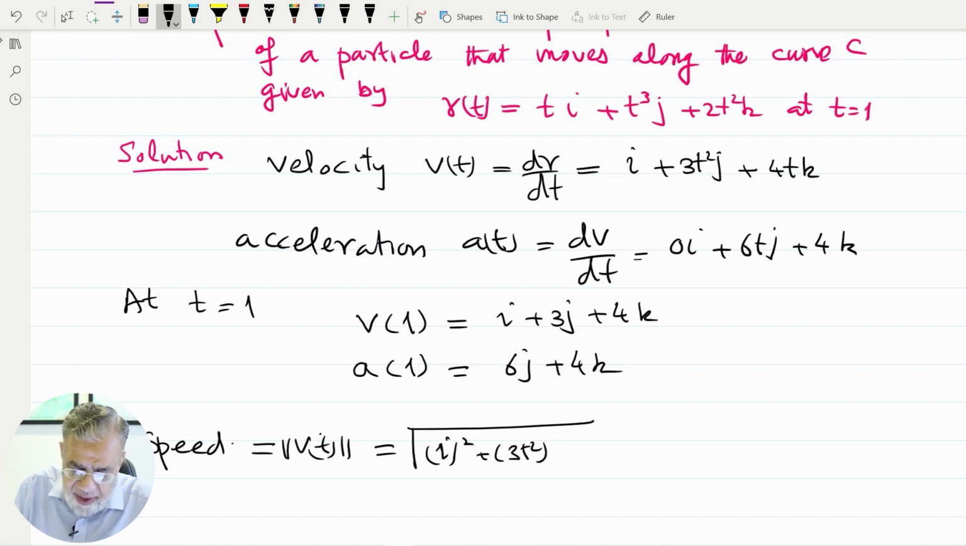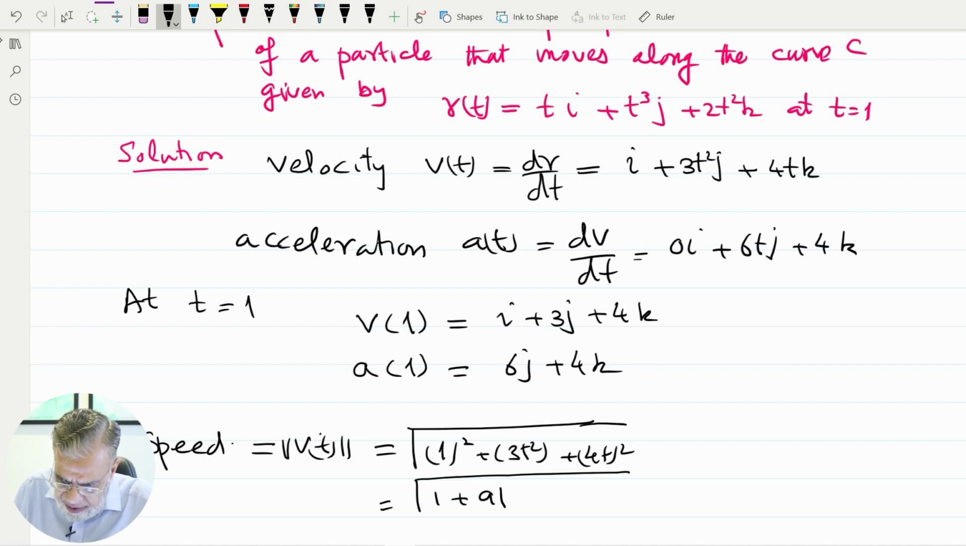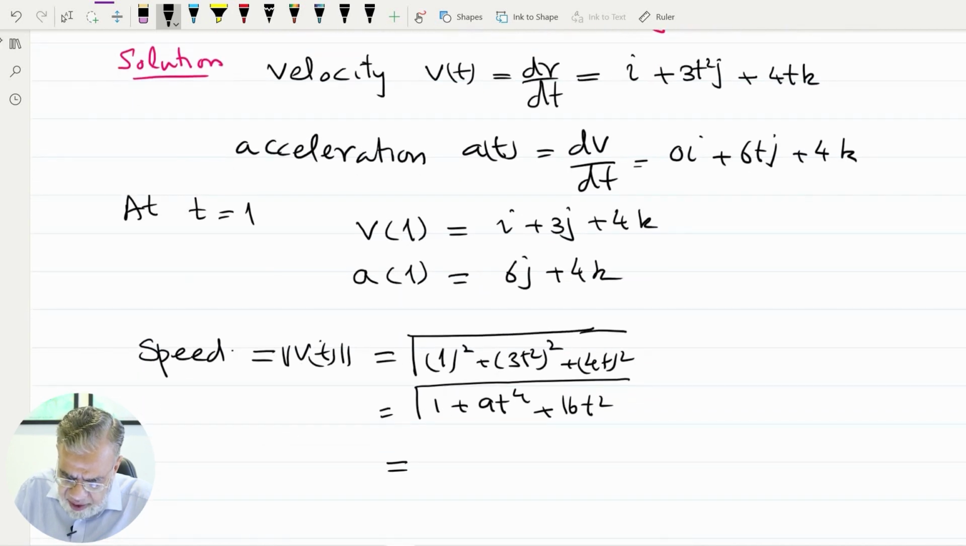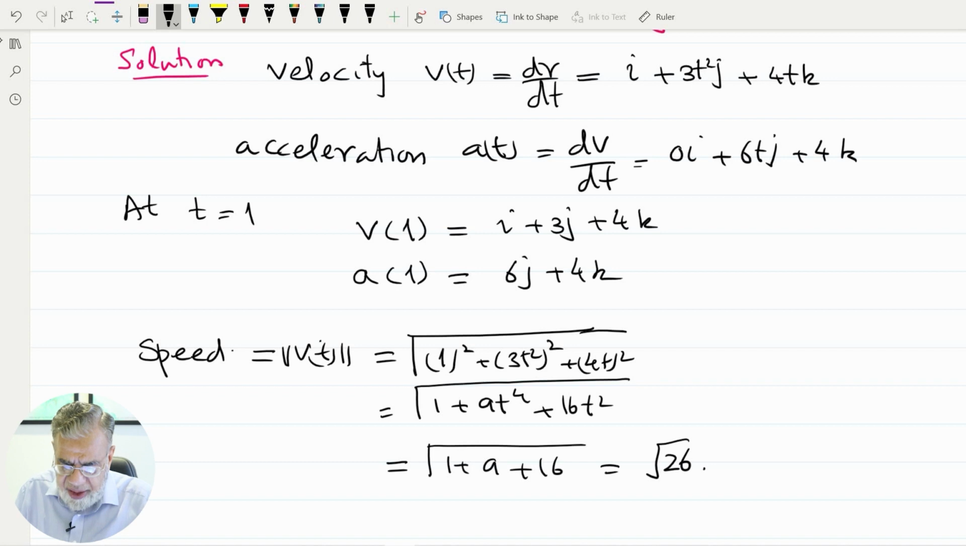This is not 1 square. Here is the component of this one. This is equal to 1, the velocity vector f of t, and then here is plus 4t whole square. Now we have here this is equal to root of 1 plus 9t square to the power 4 plus 16t square. When I take t equal to 1, I will get root of 1 plus 9 plus 16, and we get root of 26. So this is my speed, and we are having this as a scalar quantity. Speed is a scalar; velocity is a vector quantity, and acceleration is a vector quantity.